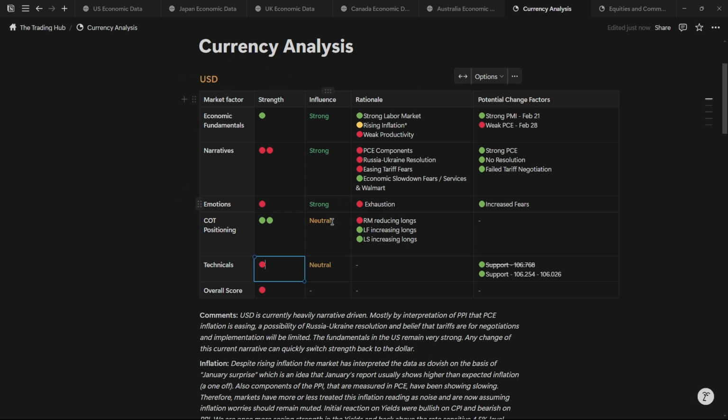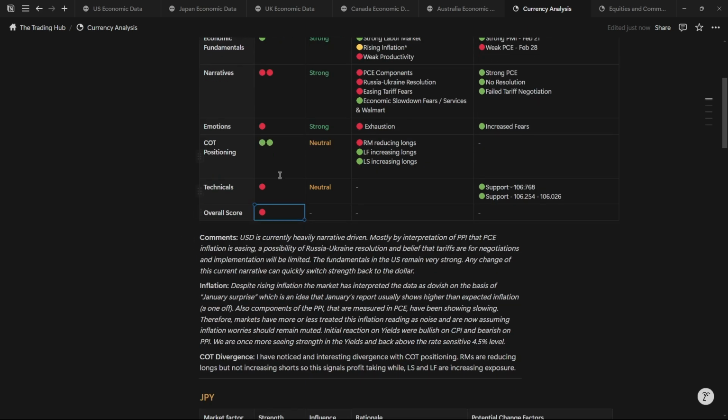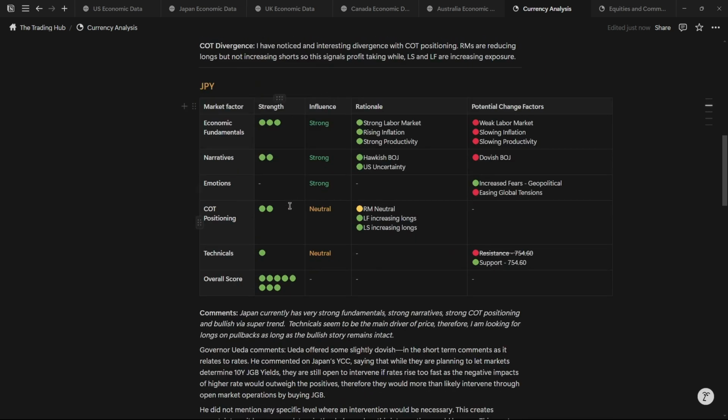So that's basically how I come up with a bias, and the overall score is 1 red. So at the moment, the dollar is giving a sign of 1 red, right? So that's how I come up with that score. If you look at something like the yen on the other hand, as you can see, it's just purely green. Everything driving price for the yen right now is just good. And whenever you see something like this, it does not just mean buy.